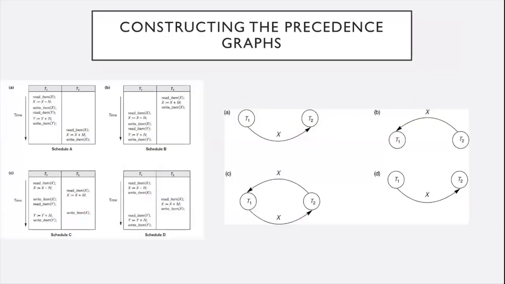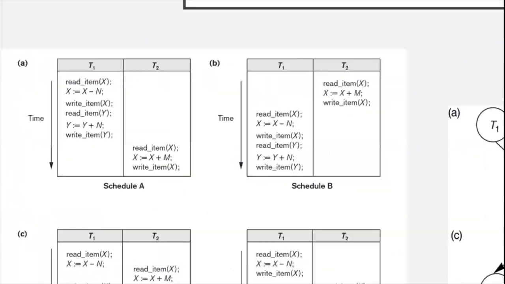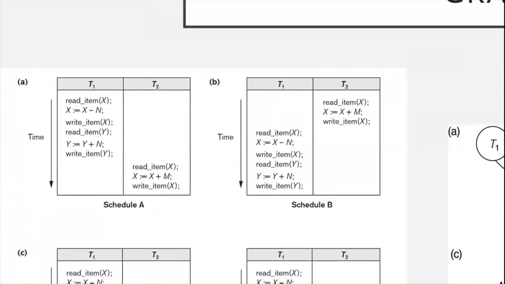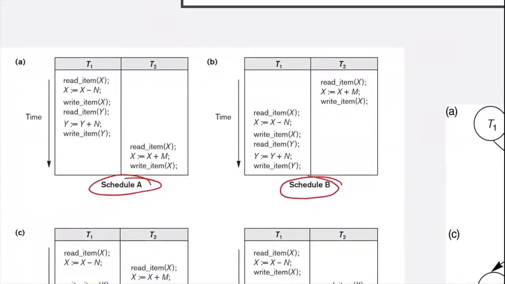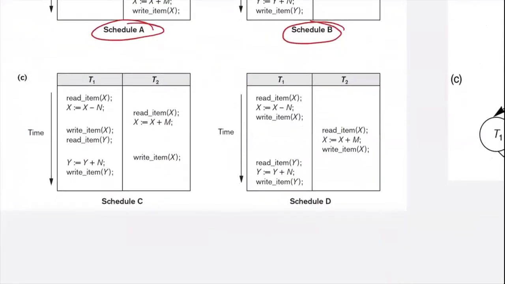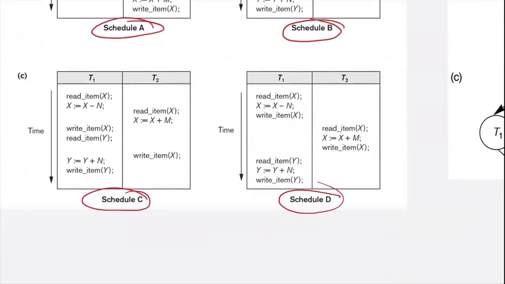Let's see with an example. You can see that we have schedule A, which is a serial schedule. Schedule B is also a serial schedule. You can look at the operations, they are both for the same two transactions, T1 and T2. A and B are serial schedules and C and D are non-serial schedules, as you can see out here. So let us draw the precedence graphs for C and D.